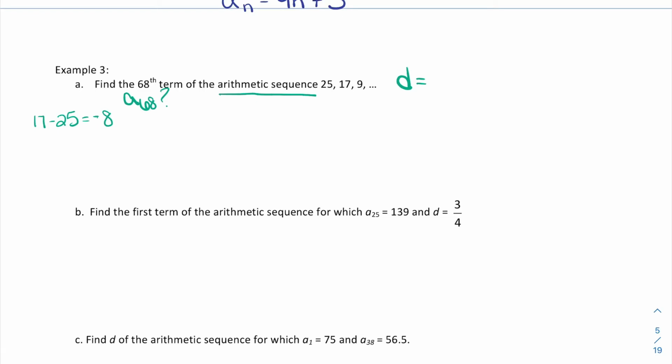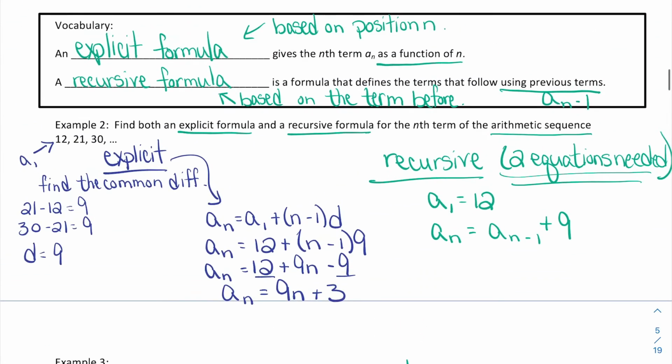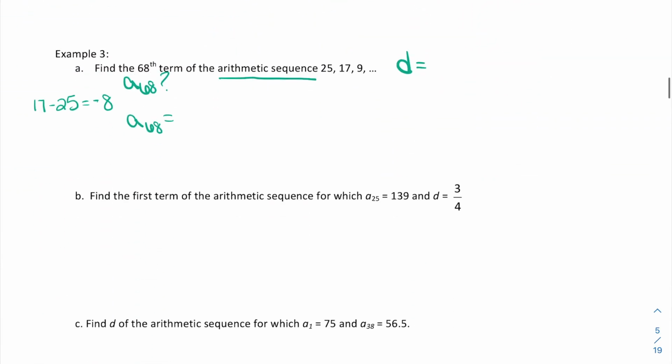And now we're gonna use the formula. So if I want a sub 68, my formula, if you look back up, it tells me a sub 1 plus n minus 1 times d. A sub 1 plus n minus 1 times d. So a sub 1 is 25 plus n is actually 68. We're looking for the 68th term, minus 1 times negative 8. It is decreasing by 8. So we are going to actually take that 25 and we are going to subtract 8, 67 times. Hopefully that makes sense. So we'll then have 25.